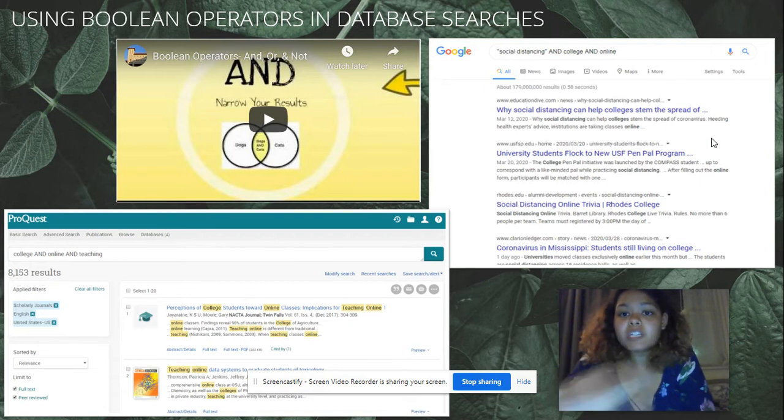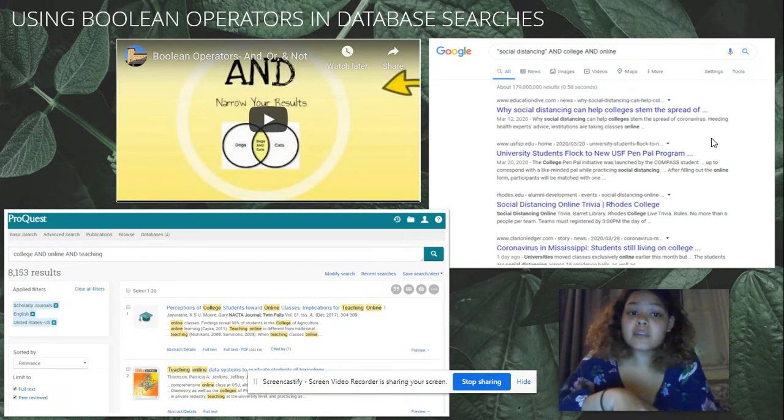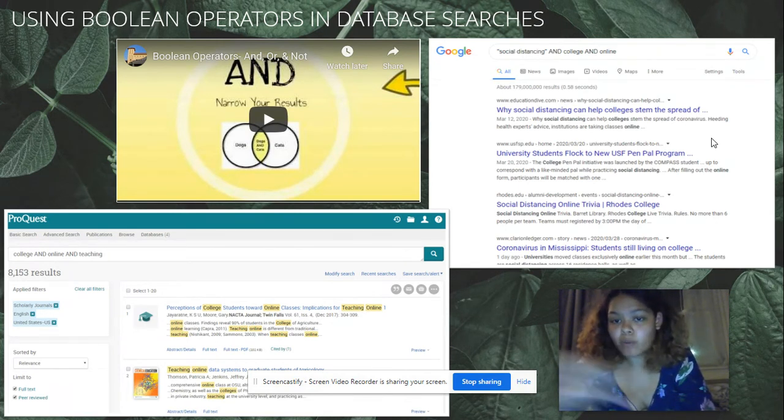So I've put quotation marks around social distancing to connote that I want to put those words together and keep them together in the article. I don't want to find an article that has social somewhere but distancing way further away in the article. I want them right close together. The and is going to narrow our search results. It's going to give me only things that feature both social distancing and college and online in the same place. Notice I've got a ton of search results already, as you can see there, but you'll probably want to look at either news or videos for the popular sources right now.